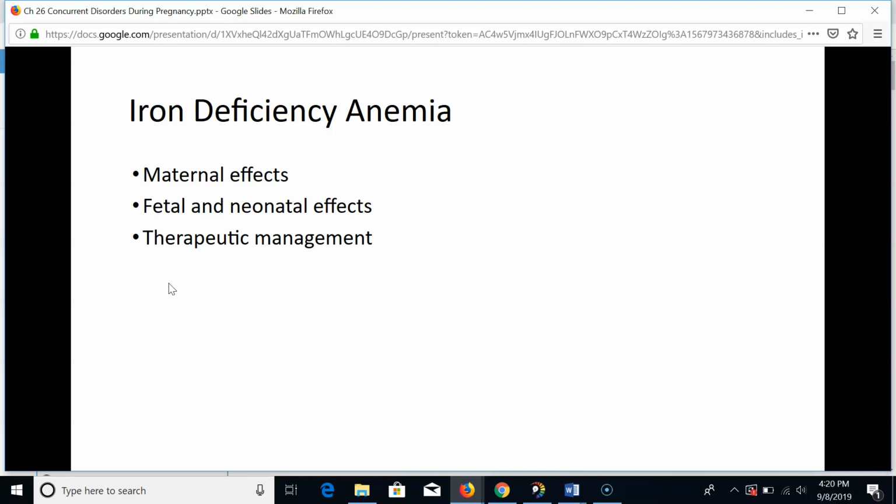Primary sources include meat, fish, chicken, green leafy vegetables. The maternal effects are often minimal, but include pallor, fatigue, lethargy, and headache. Some women will experience pica, where they crave non-food items. The fetus will usually take all the required iron it needs from mom. If there's poor iron store at birth, then anemia can continue until that first year of life.